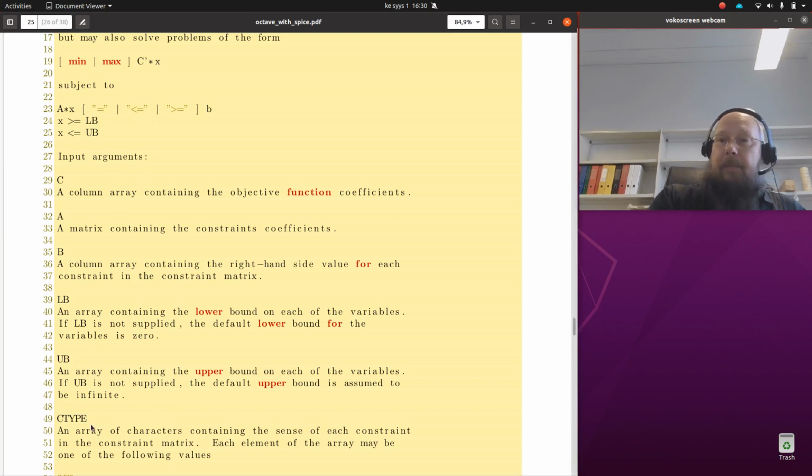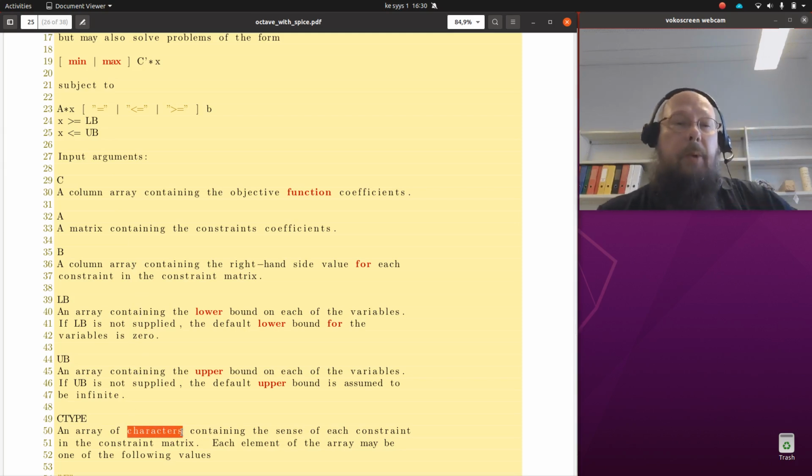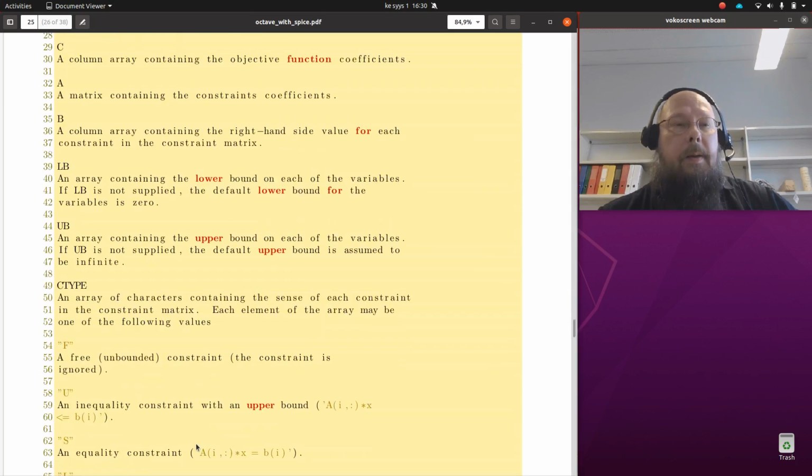But now we get it. So C type, that's the next input variable. This is an array of characters. Previously it was a matrix and vectors with numerical values. Now this is an array of characters, so this is the first time we will have a variable that is not numeric. It's characters containing the sense of each constraint in the constraint matrix. So it has to do with these. How are they written?